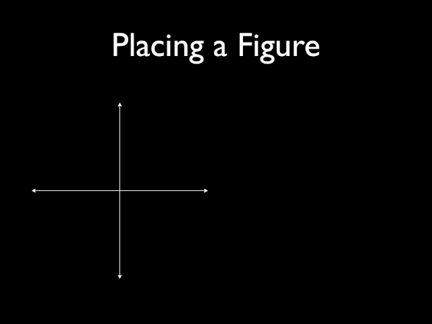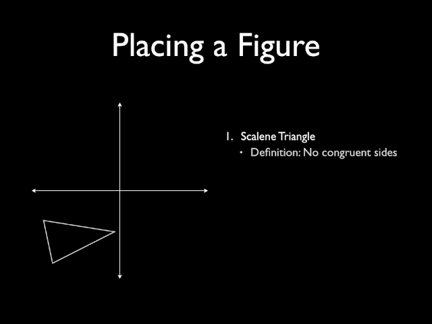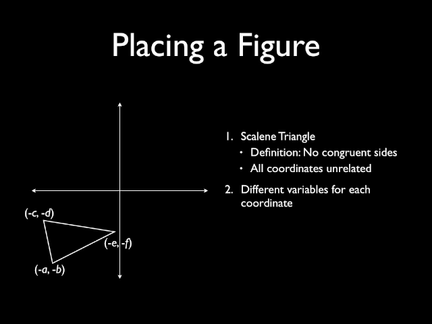Let's place a figure on the coordinate grid. Let's start with a simple scalene triangle. Definition: there are no congruent sides. That means all the coordinates are unrelated. So we get coordinates that look like this. Each vertex has a different pair of coordinates. Since this triangle is in the 3rd quadrant, all of these coordinates are negative. We have 6 variables because we have an x and a y coordinate for 3 different points.